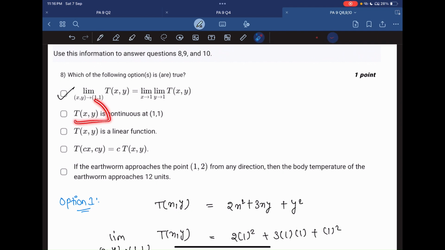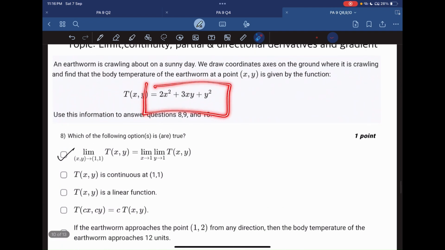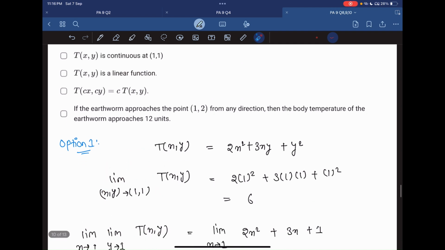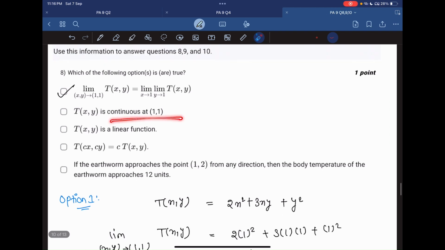Second option, T(x, y) is continuous at the point (1, 1). Now it is already a polynomial function and polynomial functions are continuous, and we have also found the limit by just putting the value (1, 1) in the function. So that means the limit value is equal to the function value at that point. So it is continuous at the point (1, 1). Now for the third option, that is T(x, y) is a linear function, that means whether it can act as a linear transformation.